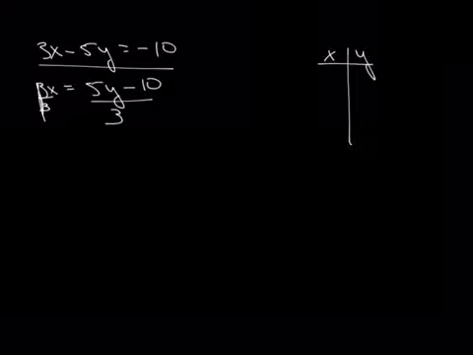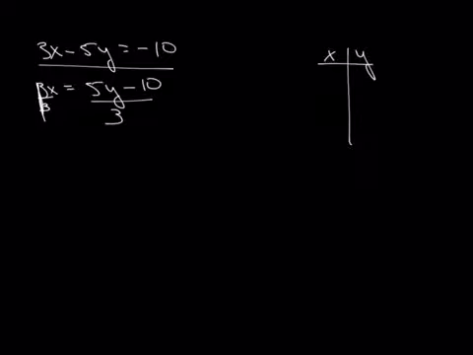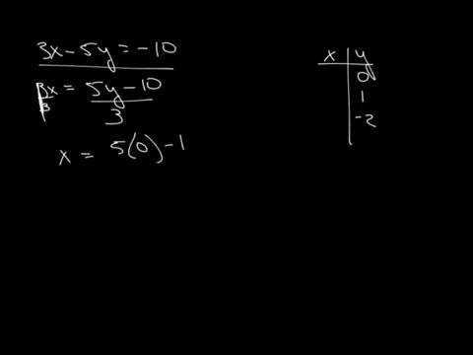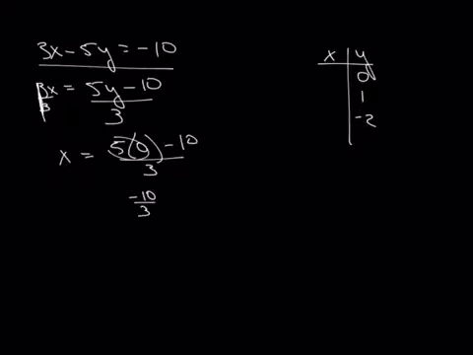All right, so what we can do then is put any number in here for y. 0, 1, negative 2. And so we're going to use the first one. We're going to put 0 in for y. So that gives me 0 minus 10, negative 10 over 3. So when y is 0, x is negative 10 over 3.